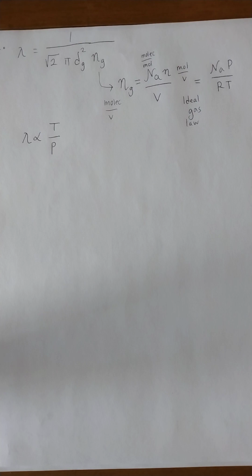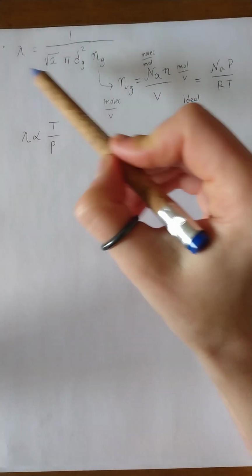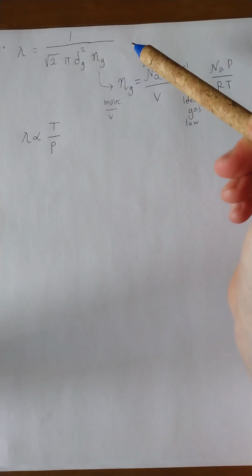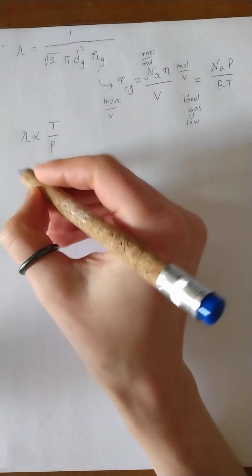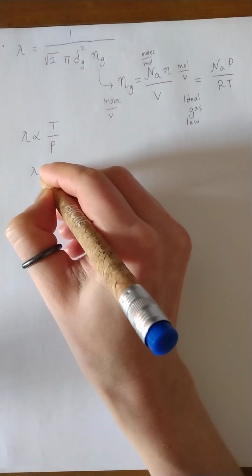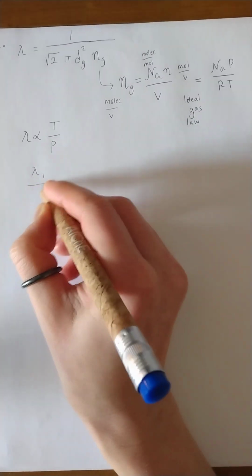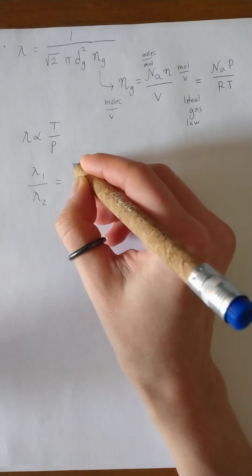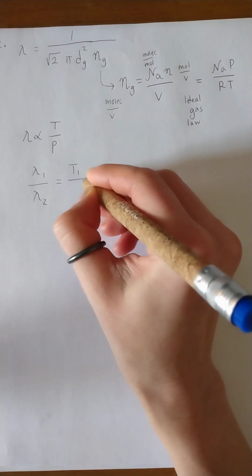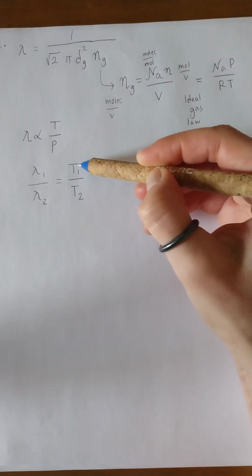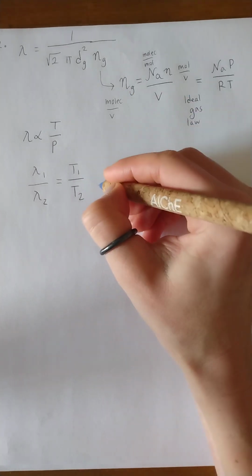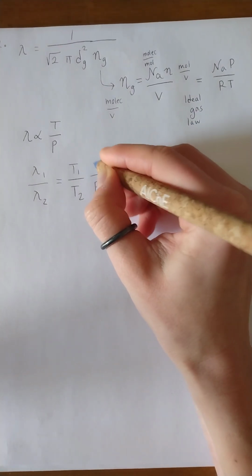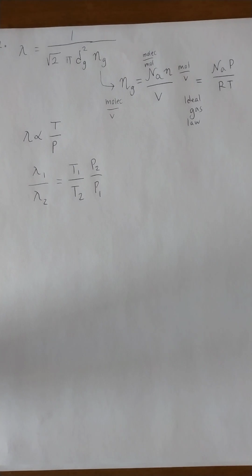And if we're looking at the same gas then at two different sets of conditions, then we don't necessarily need to use this complete formula for the mean free path. Instead, we can just say that the mean free path at one set of conditions divided by the mean free path at a second set of conditions is the ratio of those two conditions. So a direct ratio of the temperatures and an indirect or inverse ratio of the pressures.